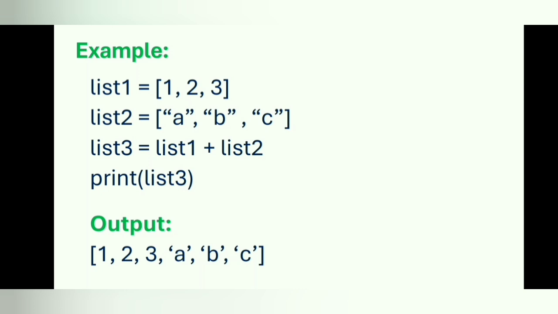The next statement, print(list3), will display the newly created combined list with the elements from list1 and list2, which contains three integer values 1, 2 and 3 and three string values A, B and C. Remember that this operation does not modify the original lists but returns a new combined list.